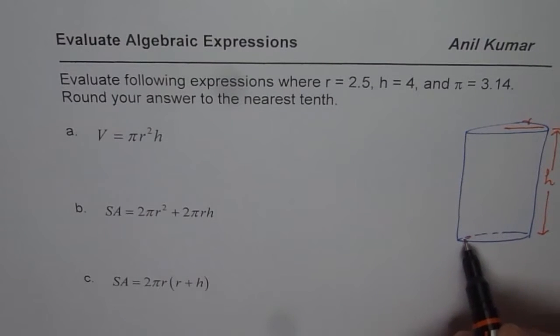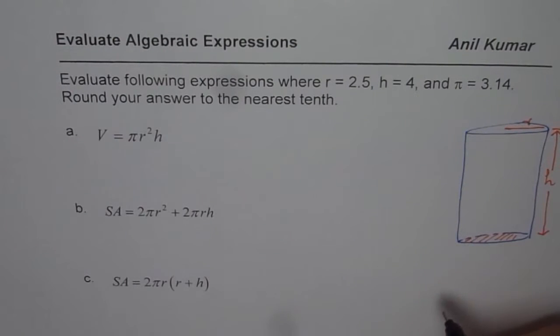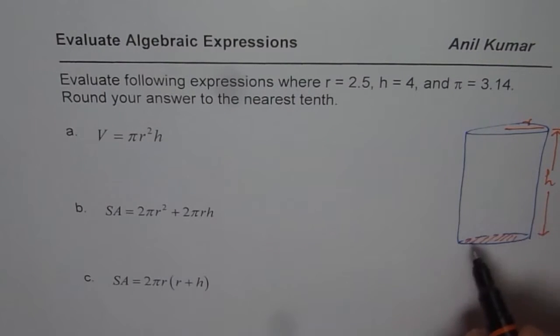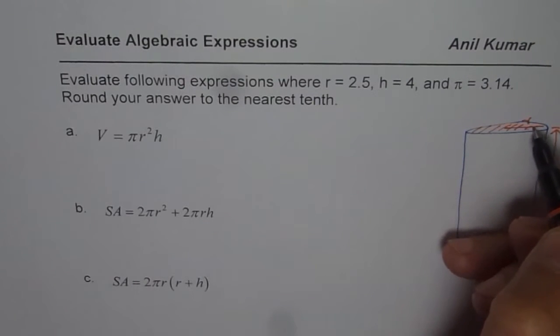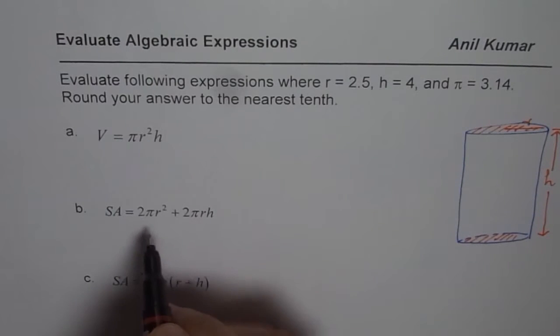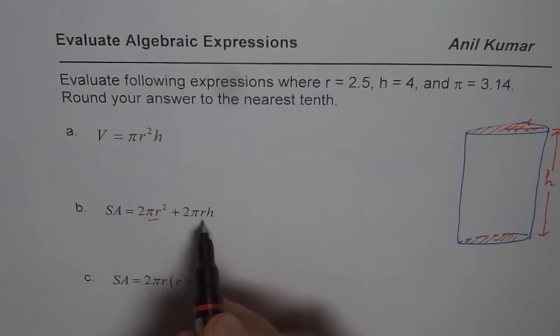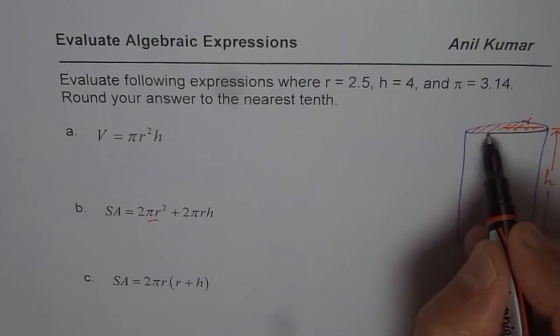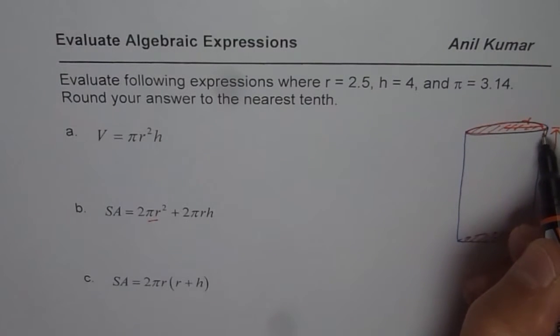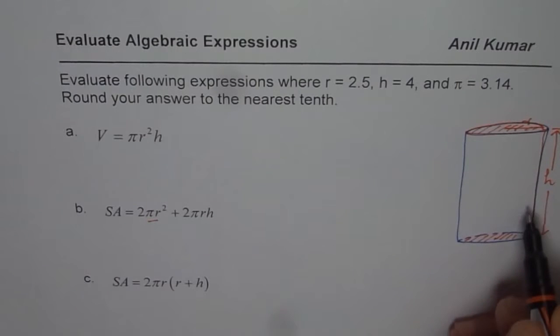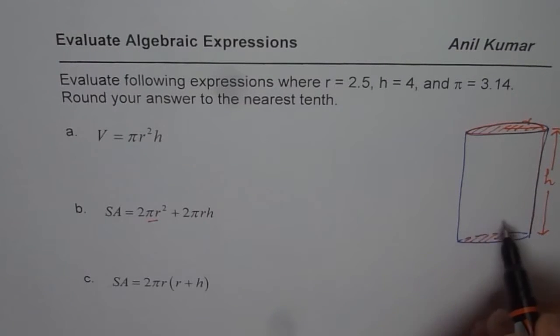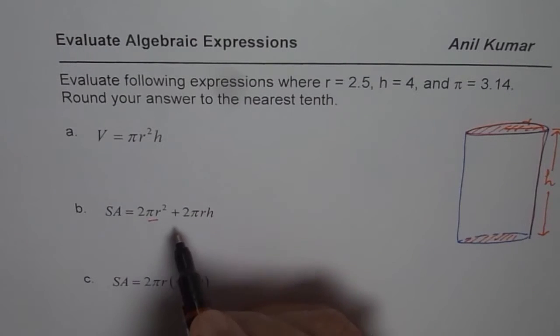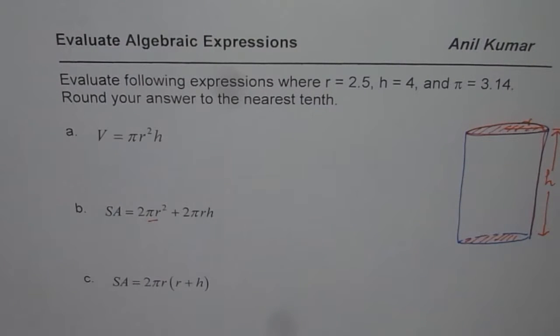Volume is the area of the base, pi r square, times height. For surface area, we are adding two areas, that is pi r square and pi r square, so we get 2 pi r square. Is that okay? And this is the lateral area. Circumference is 2 pi r, and that multiplied by the height will give us the area of this circular thing, which we call lateral area. So that gives the surface area for this cylinder. So evaluating this algebraic expression also helps you to find the volume and surface area of cylinders.